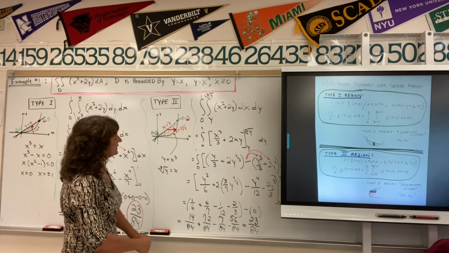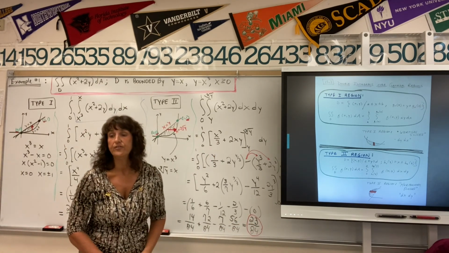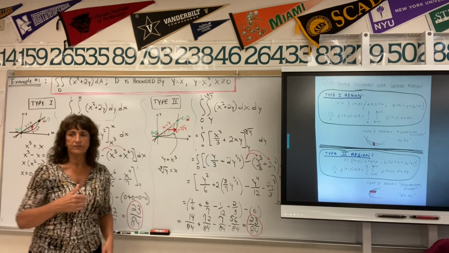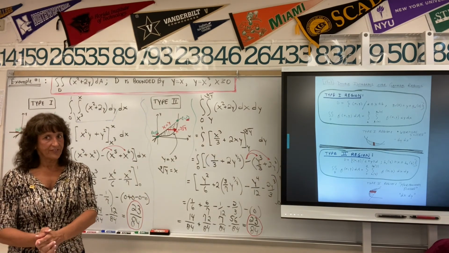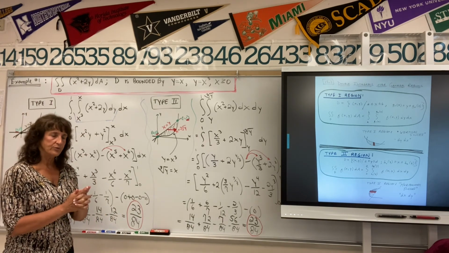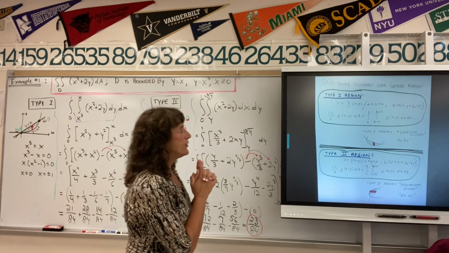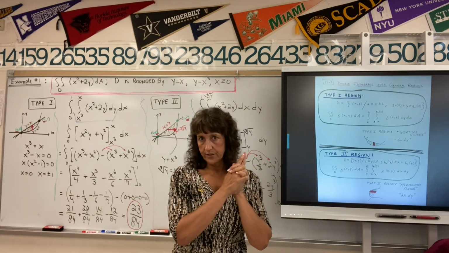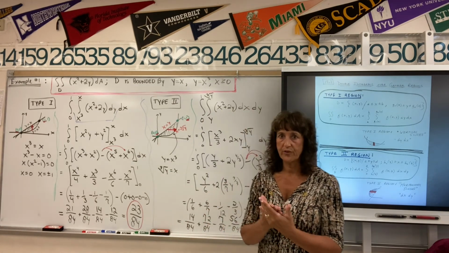So this is your type 2 method. This is just when you're using horizontal slices and you're integrating the x before you integrate the y. Okay, so now I did say we were going to do 2 examples. I think I'm going to put the second example in the next video so this one doesn't get too long. So this is how we would set up double integrals over general regions.